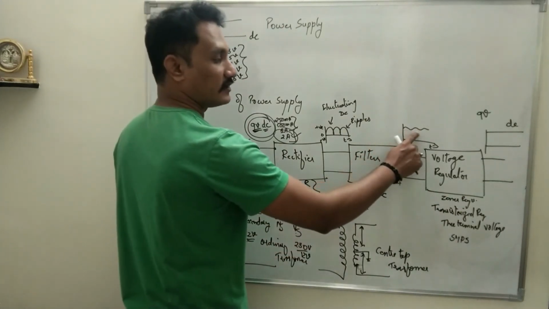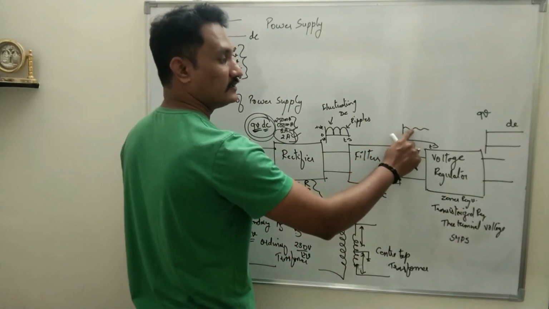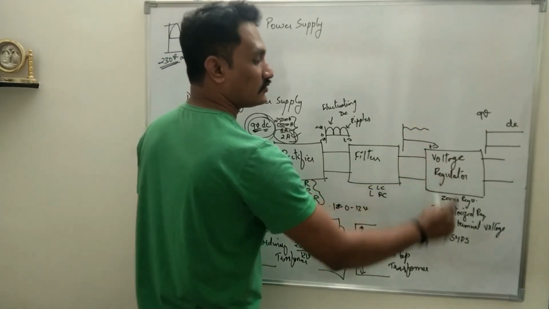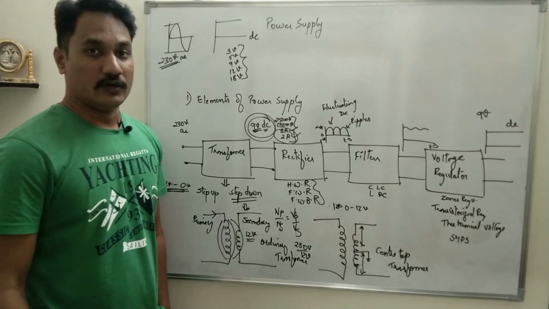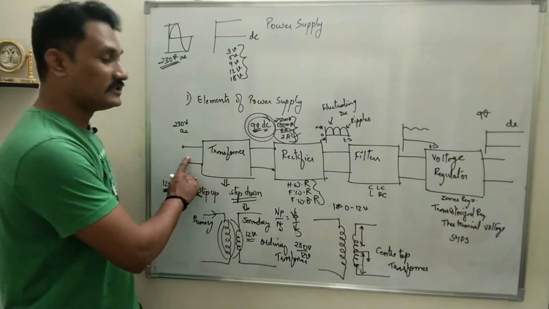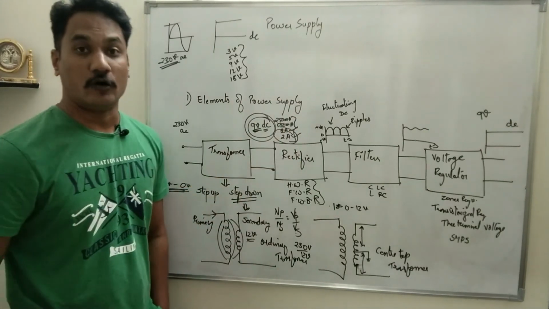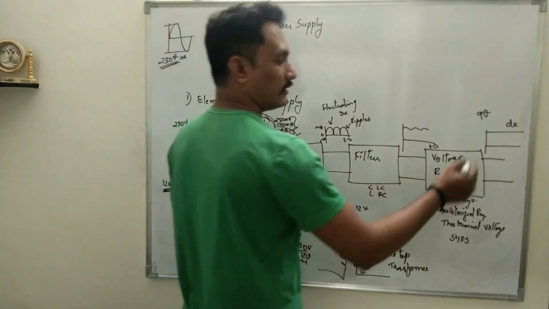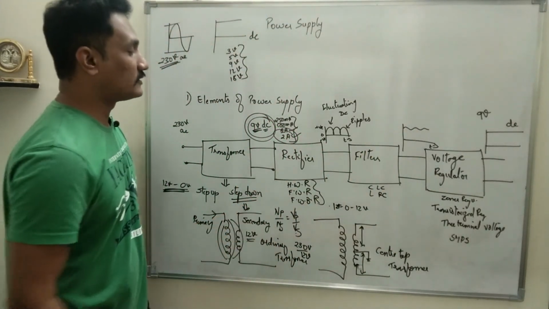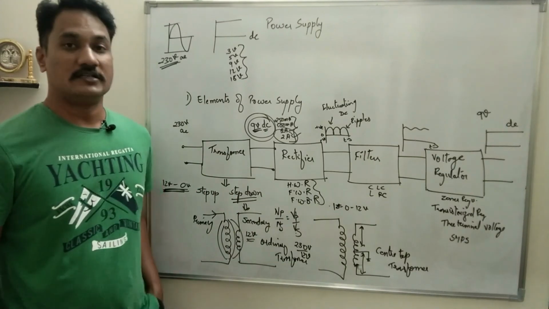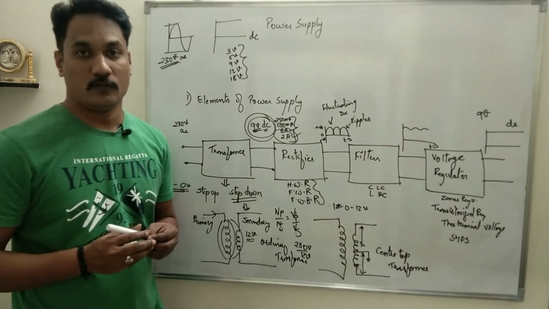So almost a straight line is obtained, but still there is a small fluctuation in the output, it is not exactly a straight line. So we need voltage regulator which keeps the output voltage constant irrespective of any change in the input or any change in the output load, right? So that is what the elements of power supply are. This is all about elements of power supply. I hope you have understood.